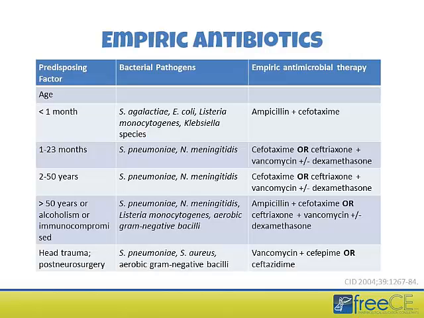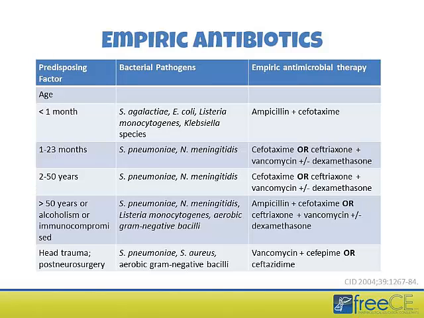So this next table is going to look relatively similar to our epidemiology by pathogens and by predisposing factor, but now we have an additional column on the far right-hand side, which is our empiric antimicrobial therapy. And so essentially we have our predisposing factors in the left-hand column, followed by our bacterial pathogens, which we've already talked about in the beginning part of this presentation, and then our empiric antimicrobial therapy, which should make sense thinking about our bacterial pathogens. So in our neonates who are less than 1 month of age, our pathogens are, as we've discussed before, and our empiric therapy is going to be ampicillin plus cefotaxime.